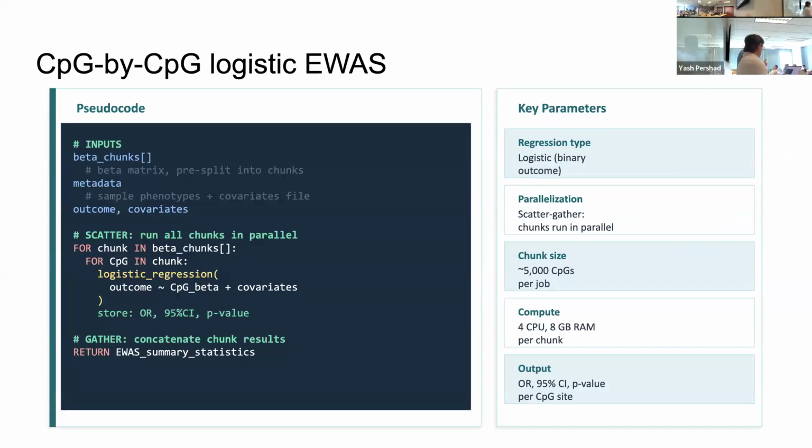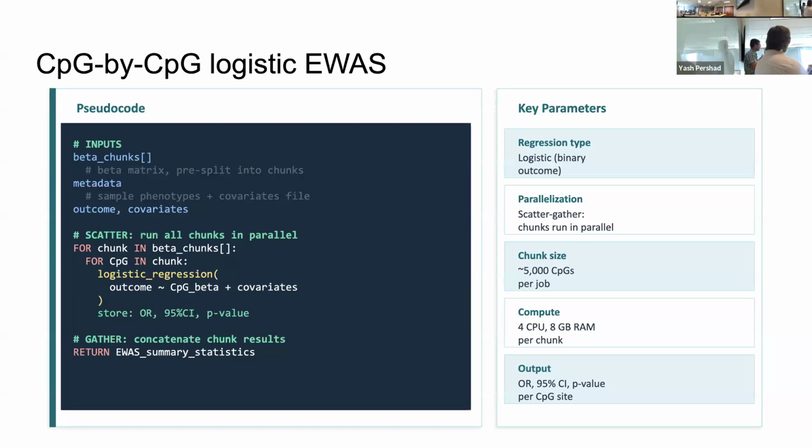So here's basically the pseudocode for the WDL that I'm providing to you guys to run CpG by CpG EWAS. You'll have chunks of your beta matrix, which are regions of the genome that I've put into a single matrix to then run in parallel, and the metadata file for each sample, the outcome and the covariates. What it will do is scatter all of the chunks in parallel, and then for each CpG in that chunk, do a logistic regression to see how the CpG is predicting your outcome, and store the odds ratio, 95% confidence interval, and p-value of the beta coefficient of that CpG.